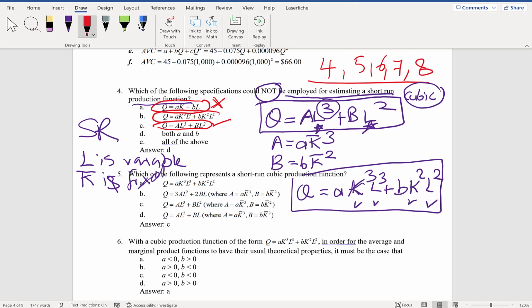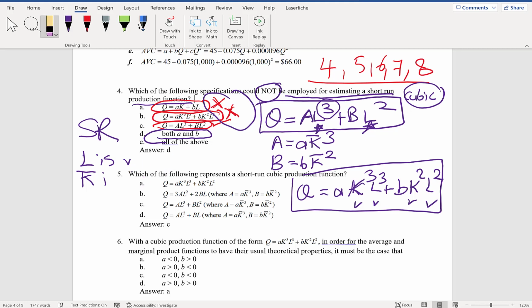This one we can't use because capital is variable here, even though it has the cubic form that's desired. So these are the not, right? We're looking at not. Therefore, A and B cannot be used.